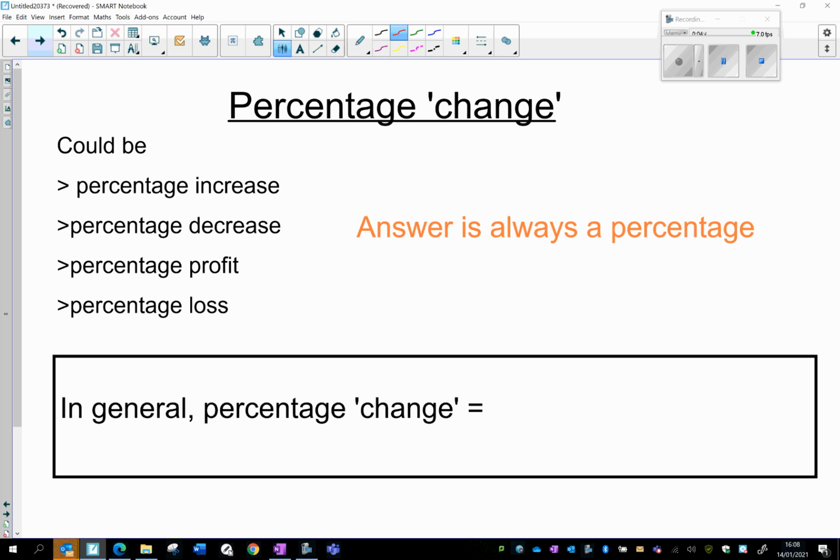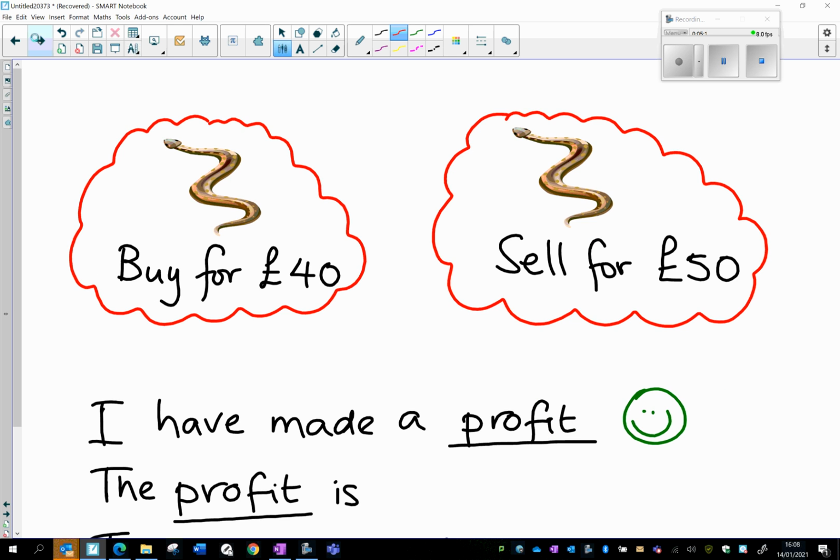Okay, let's try another one. Oh, here's the general formula, by the way. Percentage change could be percentage increase, percentage decrease, percentage profit, percentage loss. But remember, like I said, the answer is always a percentage. So the formula is you're going to do the change divided by the original, so whatever quantity came first, and then multiply it by 100 to change it into a percentage.